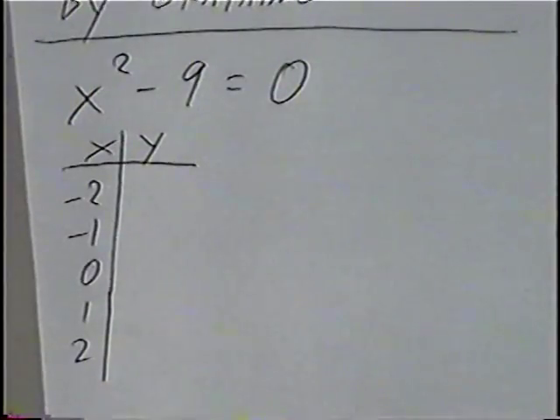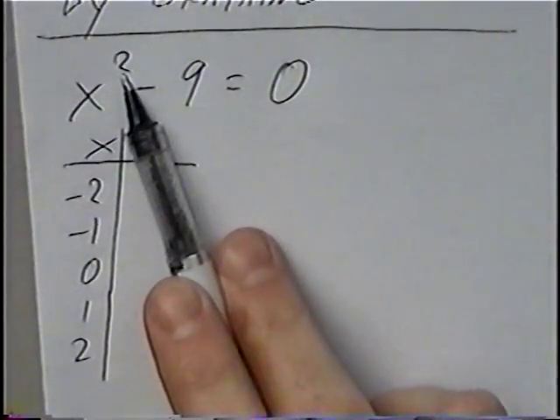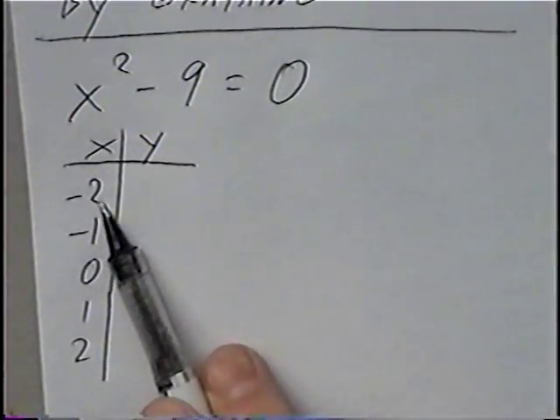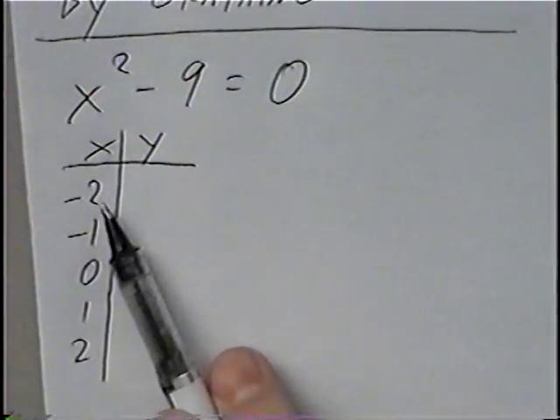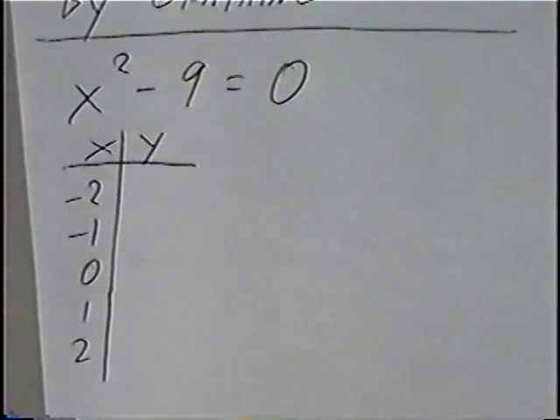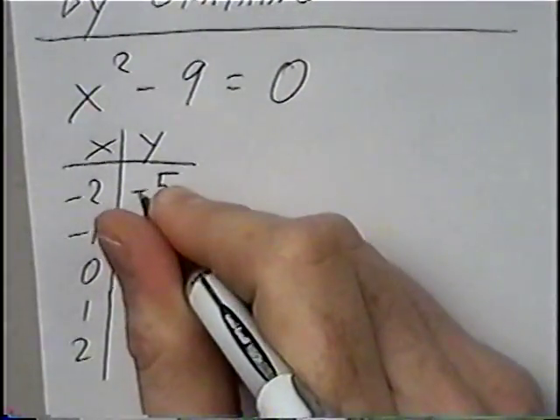If we plug a -2 in, -2 to the second power would be -2 times -2, which would be 4. 4 minus 9 would be -5.